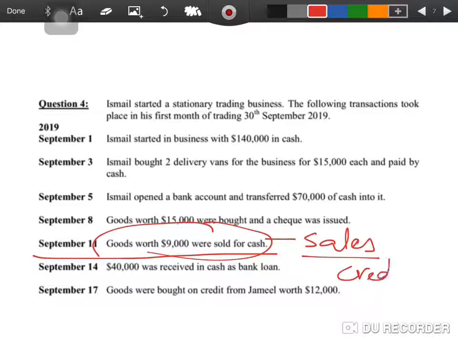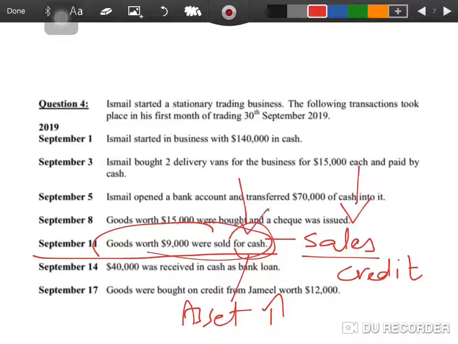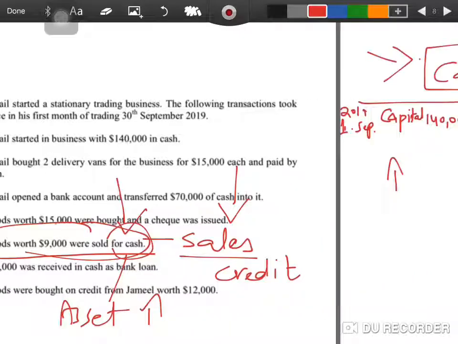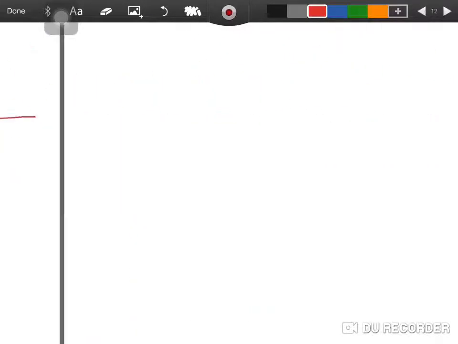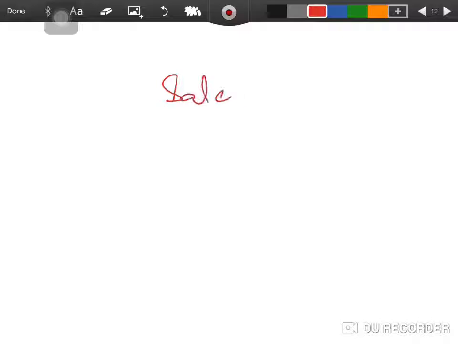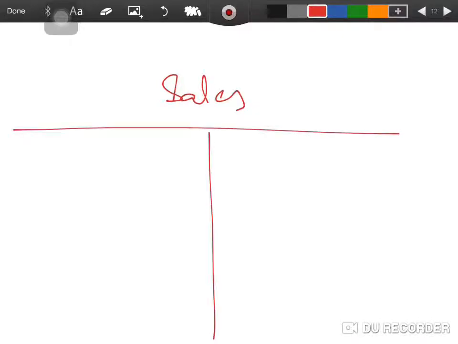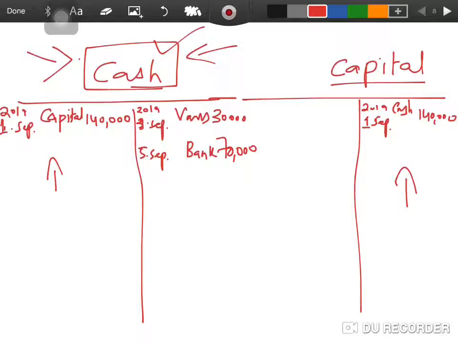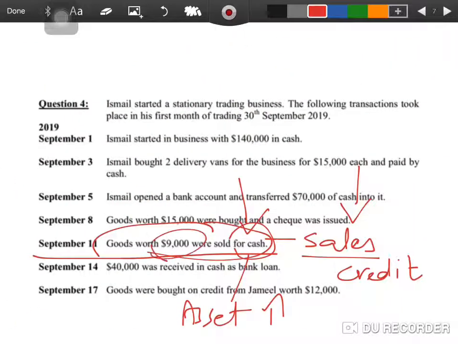Why? Because the goods that you have in the business are going down, and when you sell goods you are receiving cash on the other hand, which is an asset for you. So when you are receiving cash, the asset is going up. So the two T accounts in this case are going to be number 1 sales, number 2 cash. We already have a T account named cash, so we are just going to have to prepare a T account for sales. Okay, now the amount of this transaction is 9,000 and the date is September 11.